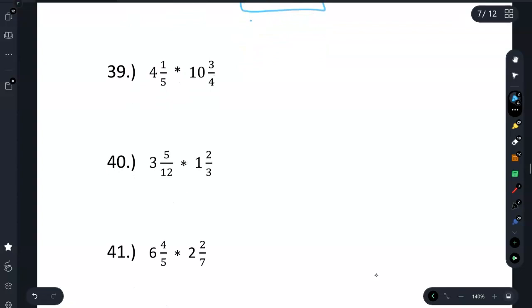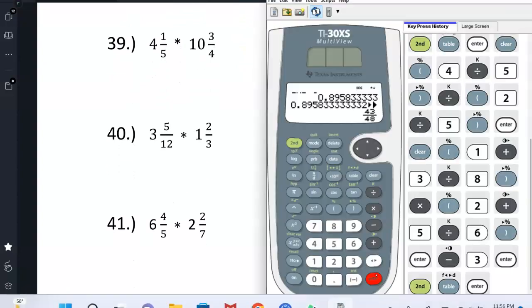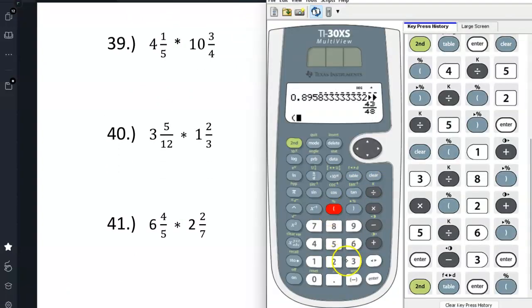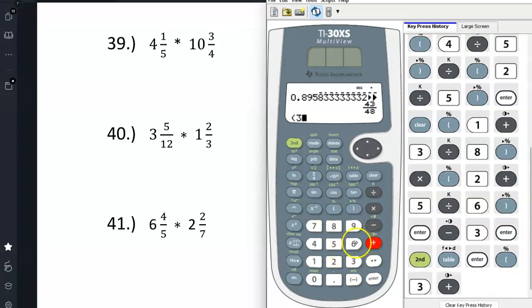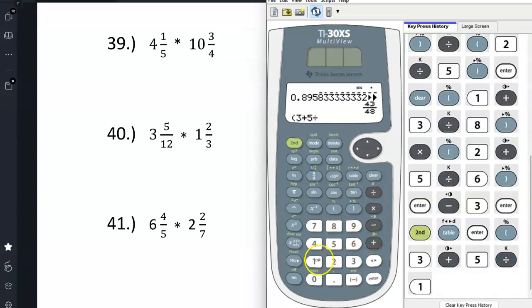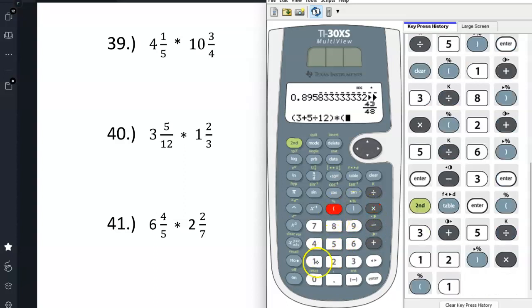All right, number 40. Just going to let the calculator do it. So I have 3 plus 5/12 times 1 plus 2/3.